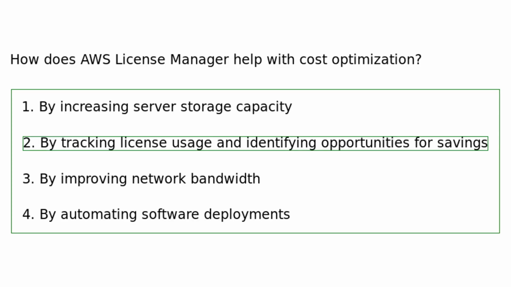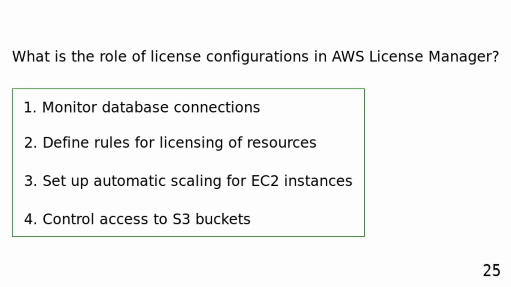AWS License Manager helps with cost optimization by tracking license usage and identifying opportunities for savings, ensuring that organizations are not overspending on licenses. What is the role of license configurations in AWS License Manager? Monitor database connections. Define rules for licensing of resources. Set up automatic scaling for EC2 instances. Control access to S3 buckets.